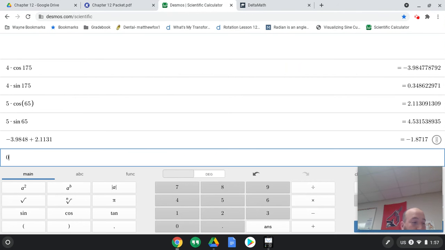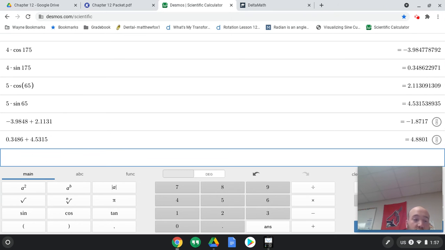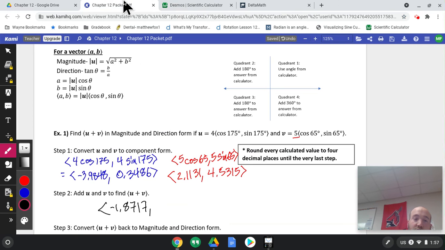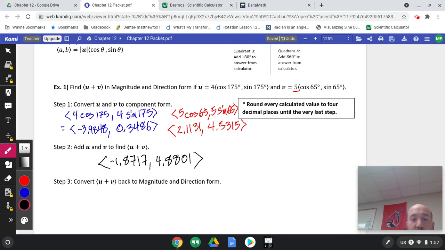So let's see, what was it? It was 0.3486 plus 4.5315. Add those, we get 4.8801. Okay, now at this point, we want to identify which quadrant this is in. If we think about it, the negative x value means left, the positive y means up, somewhere up here. Hopefully you remember that is quadrant 2. We won't need that quite yet, but we will need that in a minute.